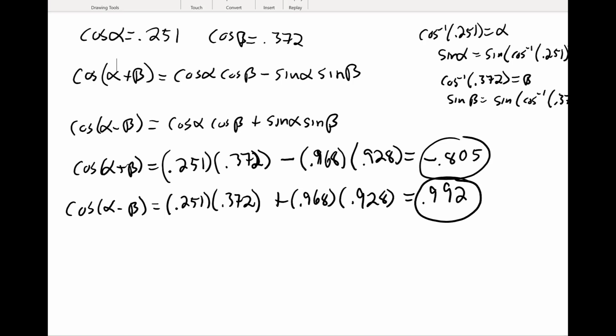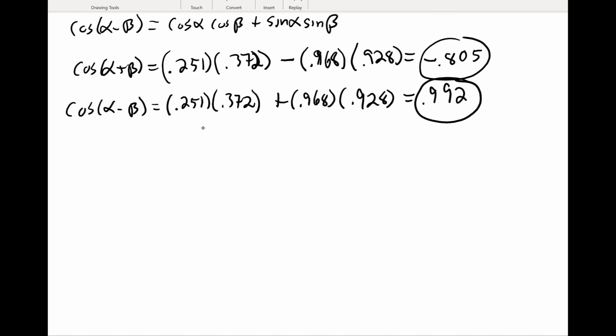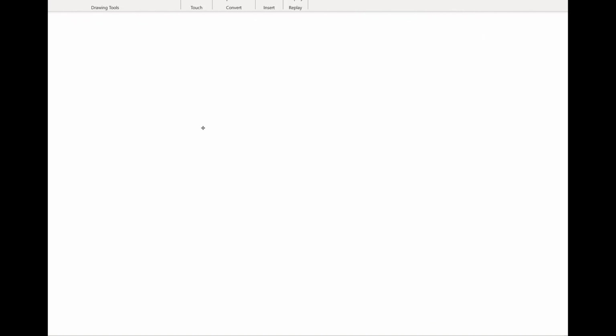Let's keep moving on. Okay, the next one. We have cosecant x equals 18/15, and that's in quadrant 1.